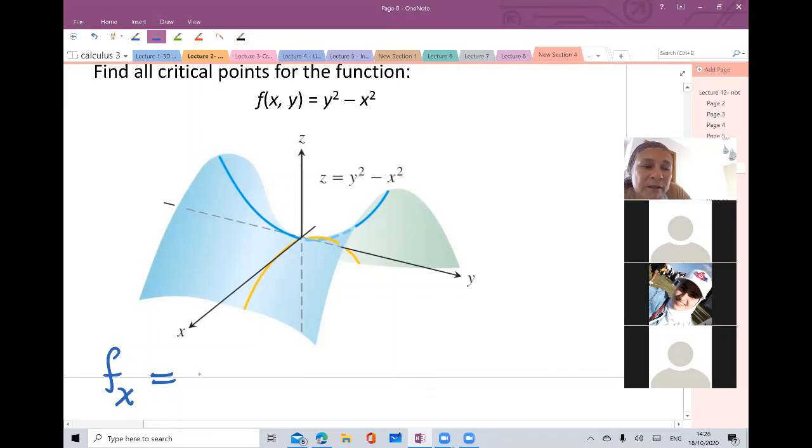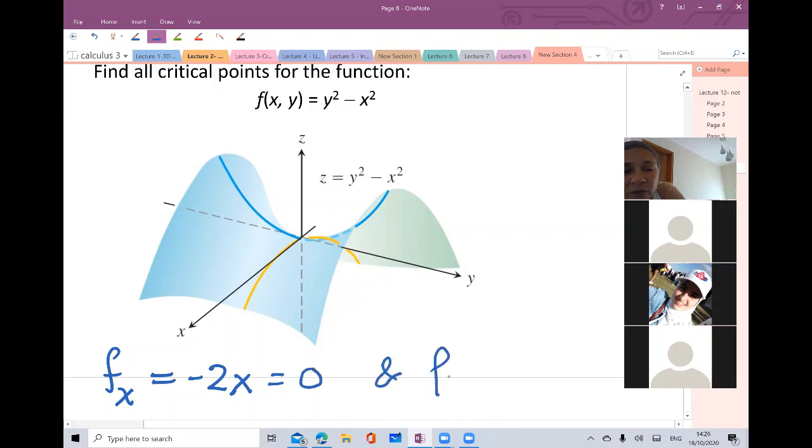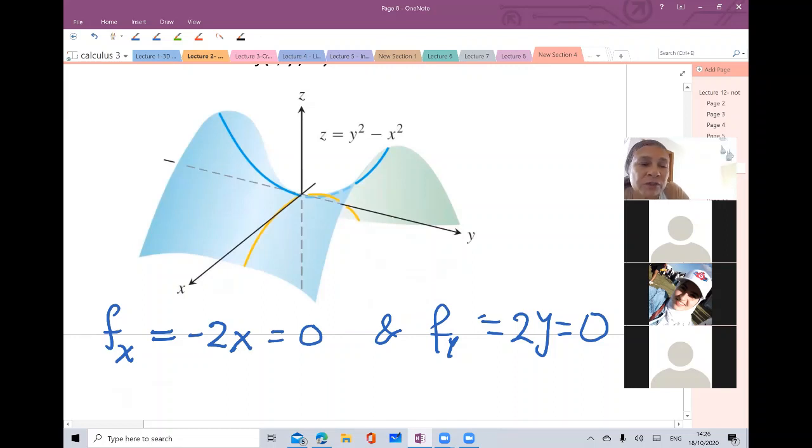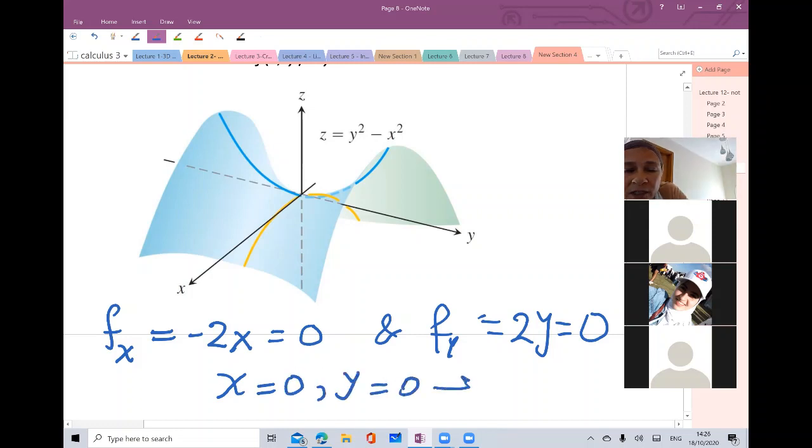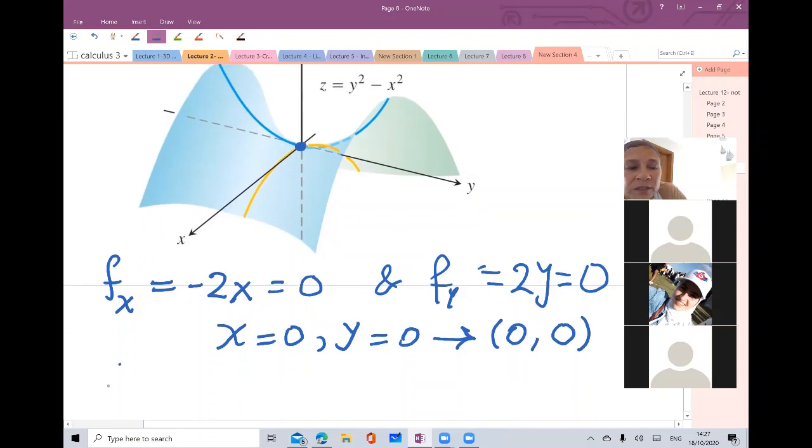negative 2x, right? When I look at this partial f partial x and equate it to 0, I'll have values for x. Then I'll get partial f partial y, which is equal to 2y, equated to 0. I'm trying to locate my critical points using the partial derivatives. Solving these equations together, I found that x is equal to 0 and y is equal to 0. This gave me the point (0, 0), which is a critical point.